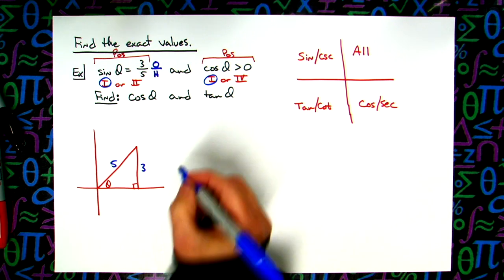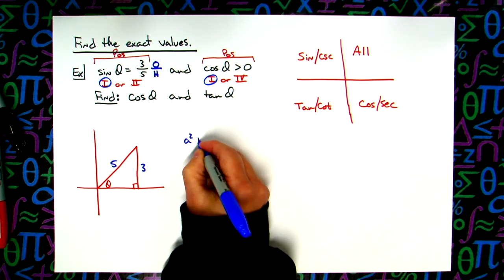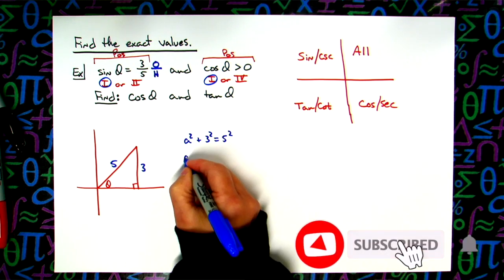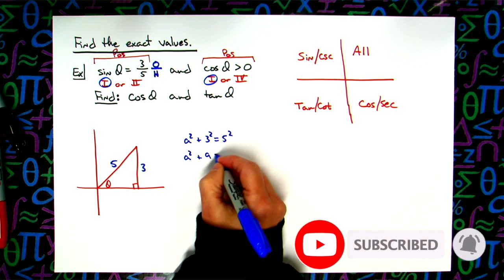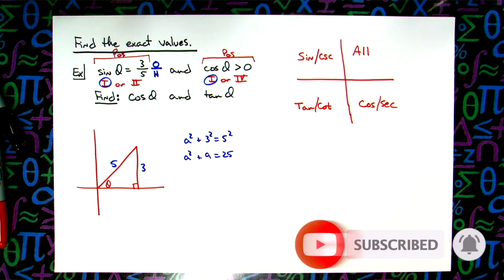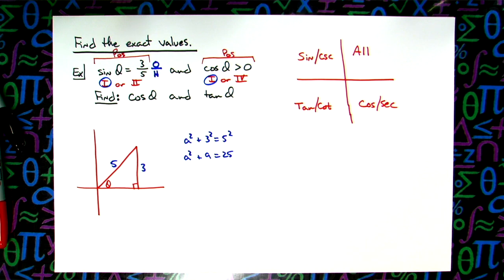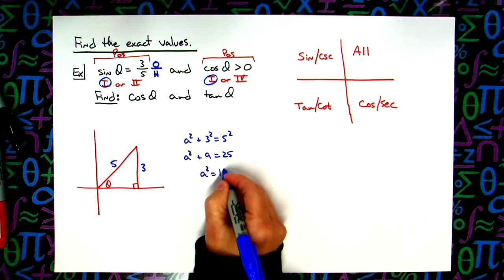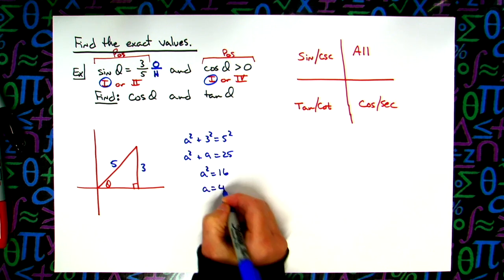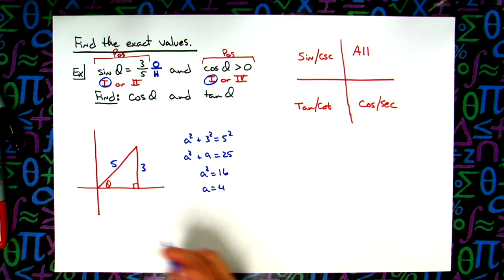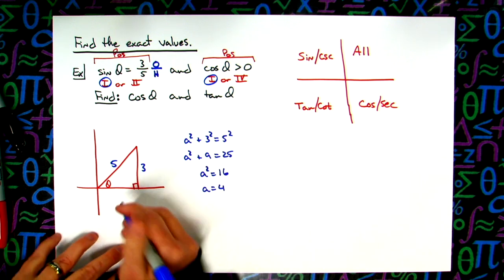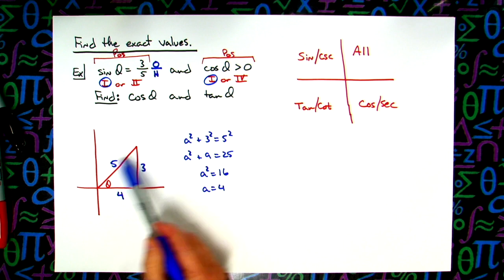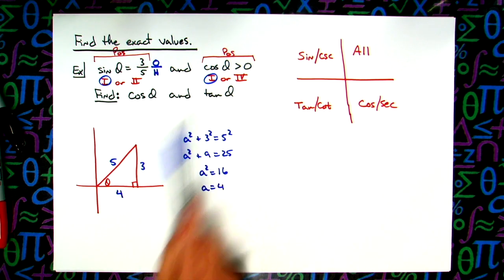Some of you are going to recognize this as a Pythagorean triple. If you don't, you can do a squared plus 3 squared equals 5 squared, which is just straight Pythagorean theorem. A squared plus 9 equals 25, and then subtract 9 from both sides, and that gives you 16, and the square root of 16 is 4. If you knew your Pythagorean triples, you would not have needed to do that, and you would have gotten this as side 4. Once you do that, finding these two is straightforward.